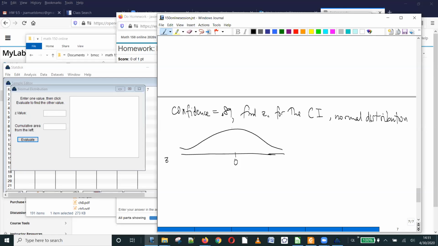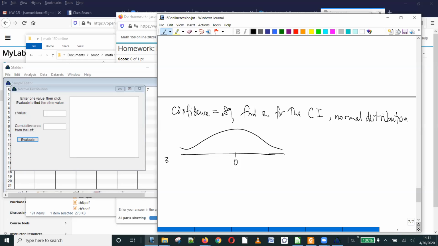Okay, so just to catch up, the question says your confidence is 0.89, and you're being asked to find the z-score for the confidence interval, and we have a normal distribution. So you draw your normal distribution, which looks like this, which has a z-score, and 0 always goes in the middle.